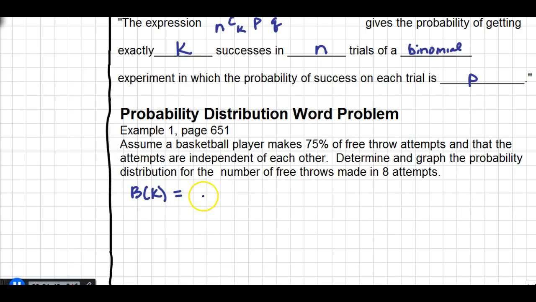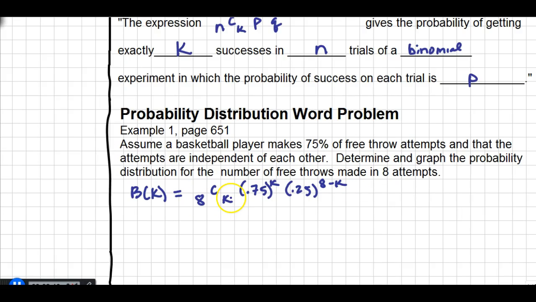So I'm going to have 8 attempts, so that's my number of trials. K is going to stay as my variable. Probability of success was told to me this time as being 75%. That gets raised to the k. The complement of 75% is 25%. Then I raise it to the n minus k, or excuse me, to the 8 minus k power.